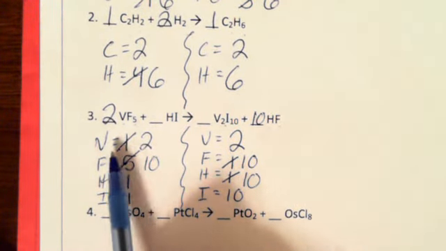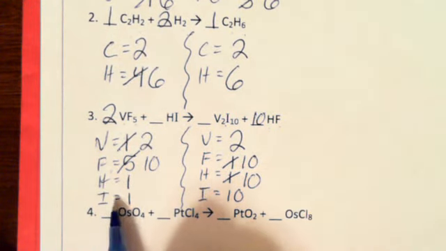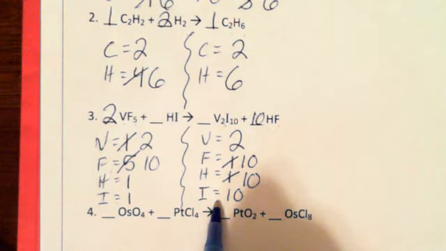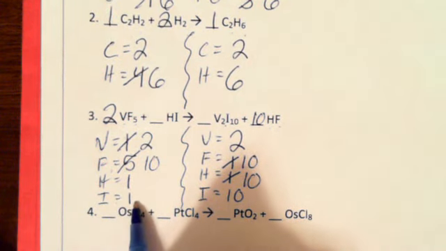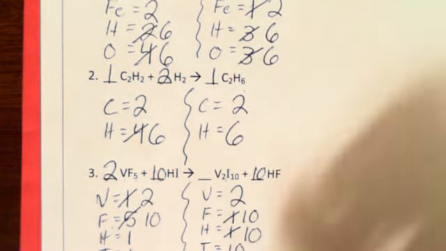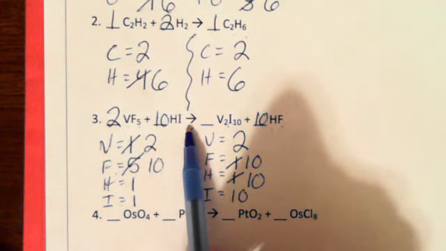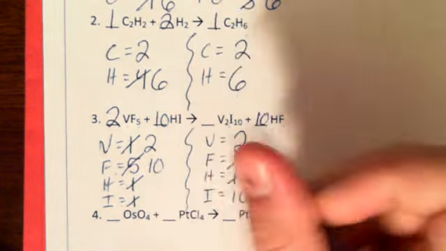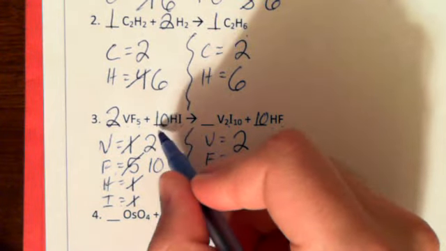Now, your vanadiums, still good. Your F's are good. Your H's are off, and your I's are off. Remember, you don't want to get the I's or the H's quite yet, but if you have to pick, let's do the I's. There's 1 in, 10 out. I can put a 10 in front of this 1 to make it work. So I'm going to put a 10 right there. Now notice it's going to affect the H, it's going to affect the I, both. So I cross them both out. 10 is going to have the same effect. 10 H's, 10 I's.